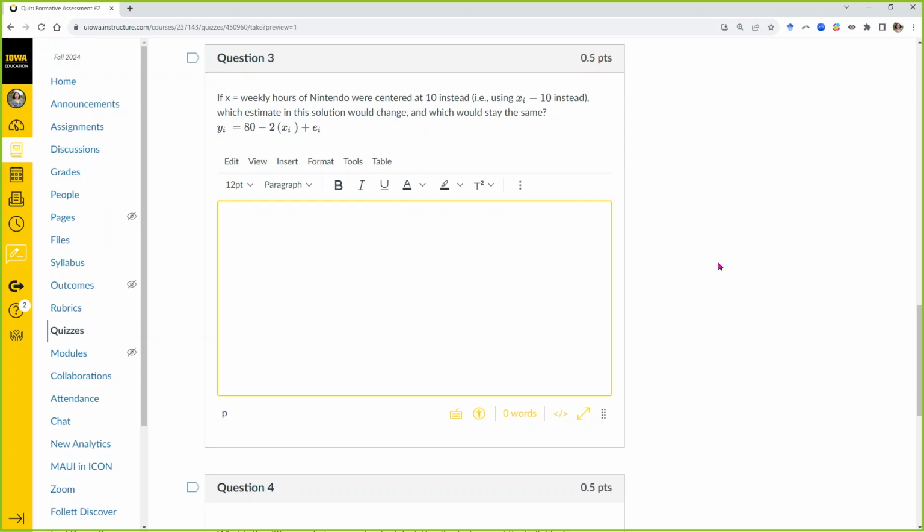Because we can't have 100, because if we're going down for every hour increase in Nintendo play, and we subtract by 2 for every hour increase, and if we move that 10 points to the left, our intercept is going to be now at 60 instead of 80. We're not going this way, we're going this way, right?